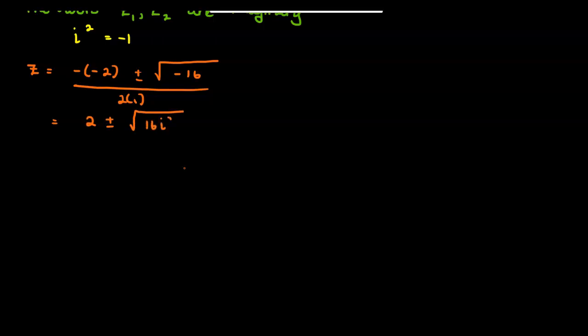This is 16i squared all over 2. So this is 2 plus or minus the 4i all over 2, which works out to be 1 plus or minus 2i.